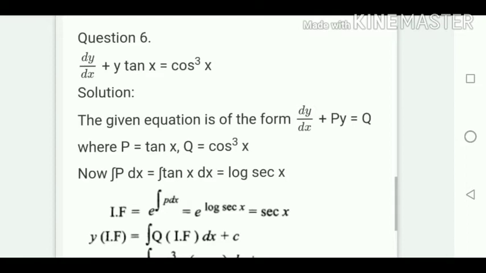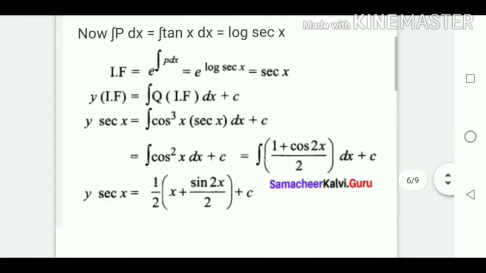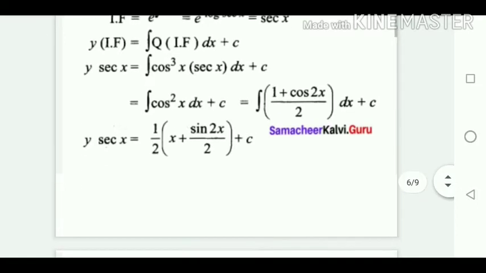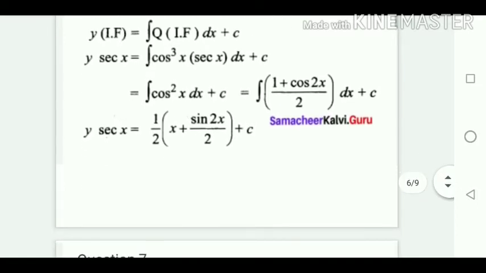This equation is in the form of dy by dx plus py equal to q. Now find the value of integration of p dx. Value of p equal to tan x, integration of tan x is log secant x. IF becomes e power integral p dx, that is e power log secant x. Here log and e is cancelled, we are getting secant x. Then y into IF equal to integration of q into IF dx plus c.